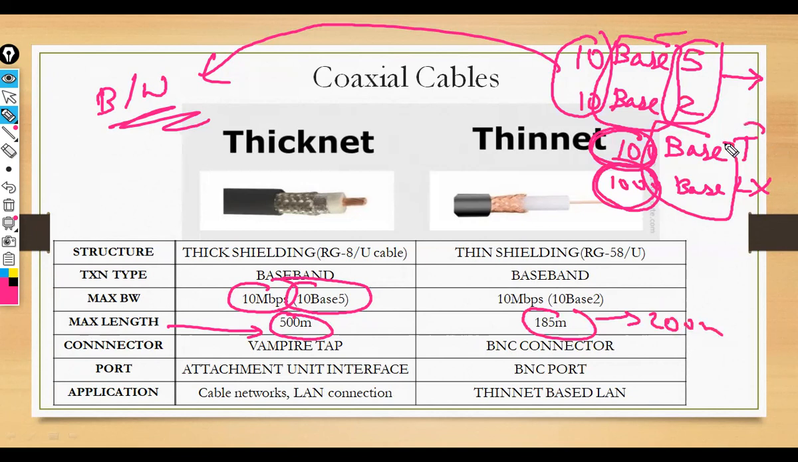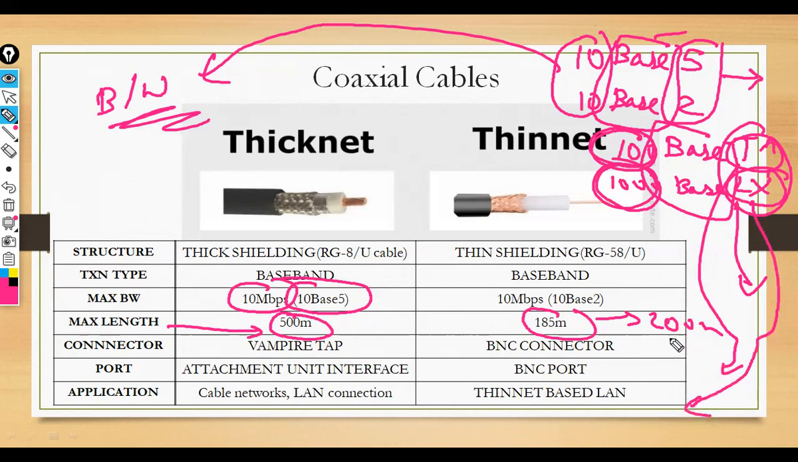In some cases where you see an alphabet, it says the type of cable. So T here means twisted pair cable or unshielded twisted pair cable. This LX, I suppose, might be optical fiber cable. So this alphabet at the last tells you the type of cable. Clear? So this is how it is. If you come across 10 base or 100 base LX or 1000 base LX, you should remember what it is.